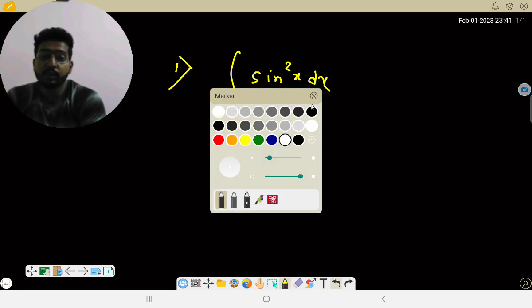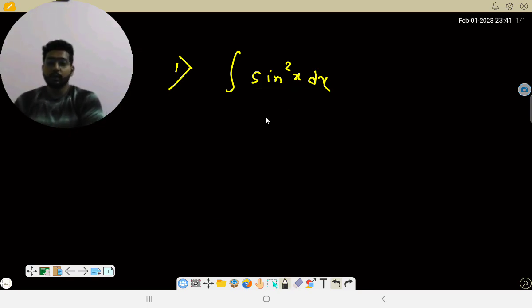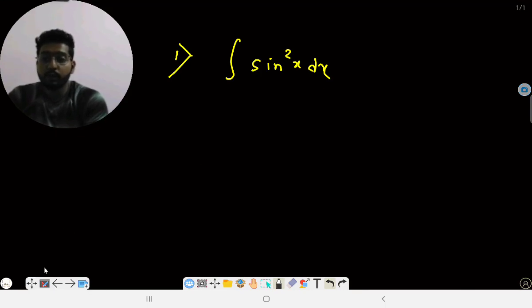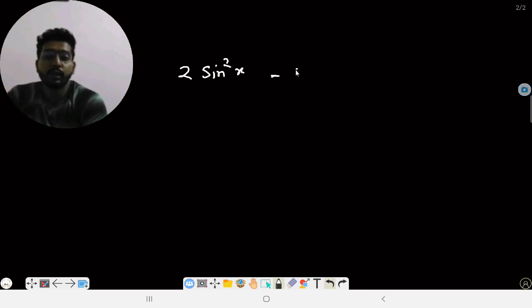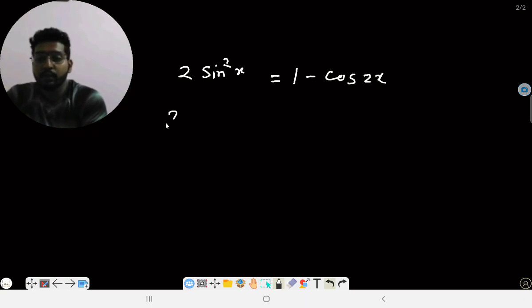So first one is sine square x, integration of sine square x. Now here sine square x integration is very easy, but we make some mistakes here. How to find integration of sine square, how to find integration of cos square, we should know that one. This is the basic thing. So for this one we should know one trigonometric formula. What is the formula? Remember these formulas: first one, 2 sine square x, this is very important, 1 minus cos 2x, and 2 cos square x.